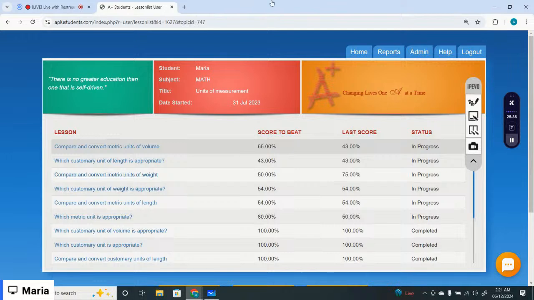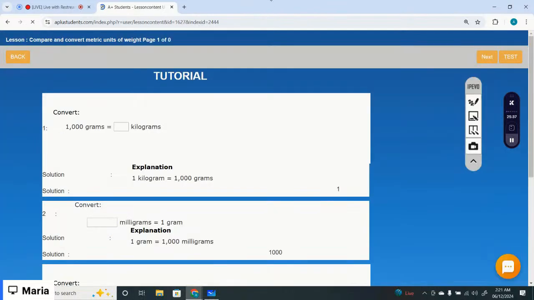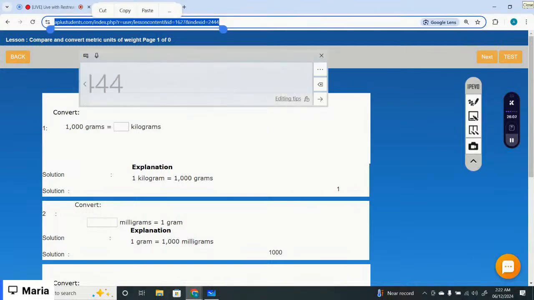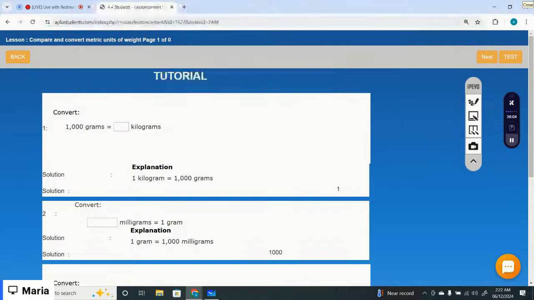The next lesson is compare and convert metric unit of weight. 1000 grams equal how many kilograms? 1000 grams equal 1 kilogram, right? That is the very basic unit. You can note down. They are very important to learn.